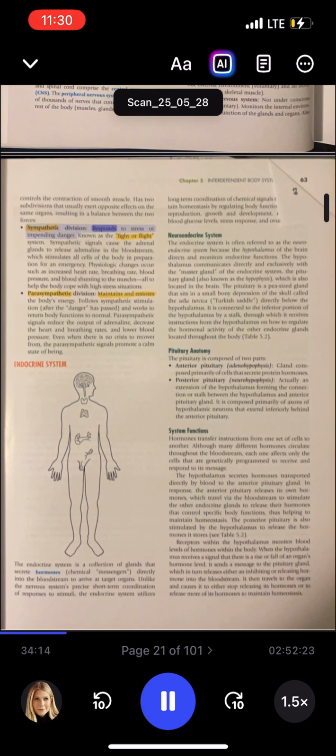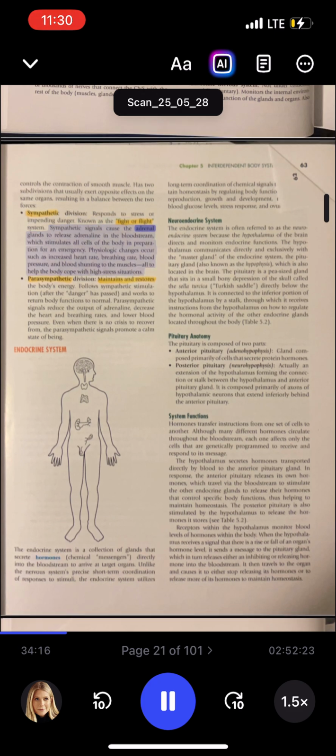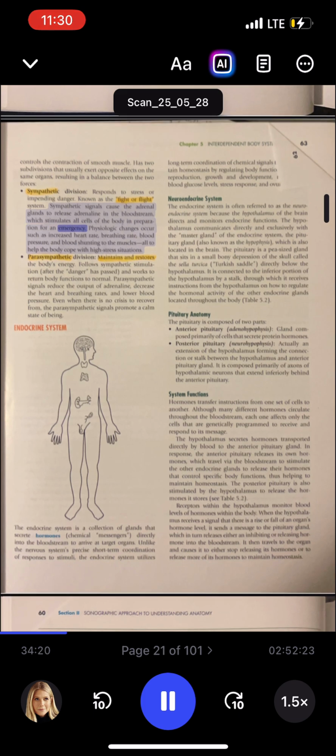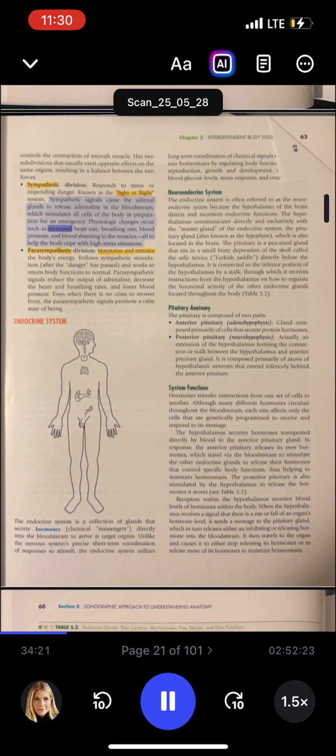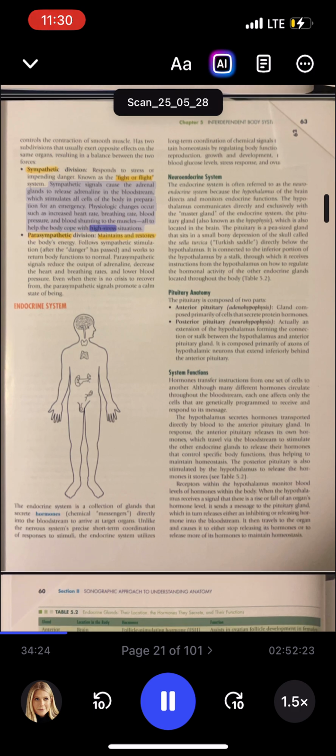Sympathetic division responds to stress or impending danger, known as the fight or flight system. Sympathetic signals cause the adrenal glands to release adrenaline in the bloodstream, which stimulates all cells of the body in preparation for an emergency. Physiologic changes occur, such as increased heart rate, breathing rate, blood pressure, and blood shunting to the muscles, all to help the body cope with high-stress situations.